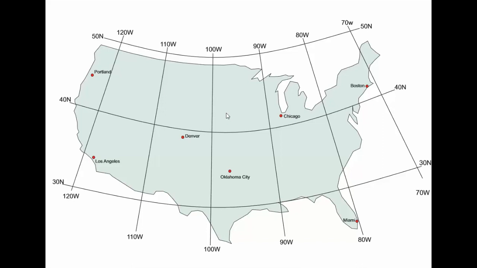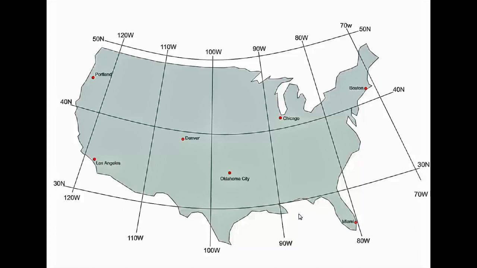We are looking for the one that is 42 degrees north by 71 degrees west. And as you can see, Chicago is close to 90, Boston is close to 70, and actually Boston is just west of 70, which would make it 71 degrees longitude. So Boston is 42 degrees north latitude by 71 degrees west longitude.